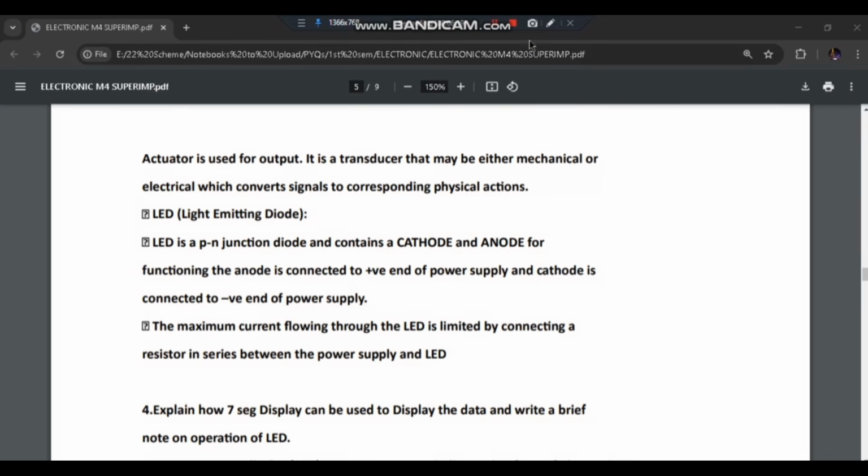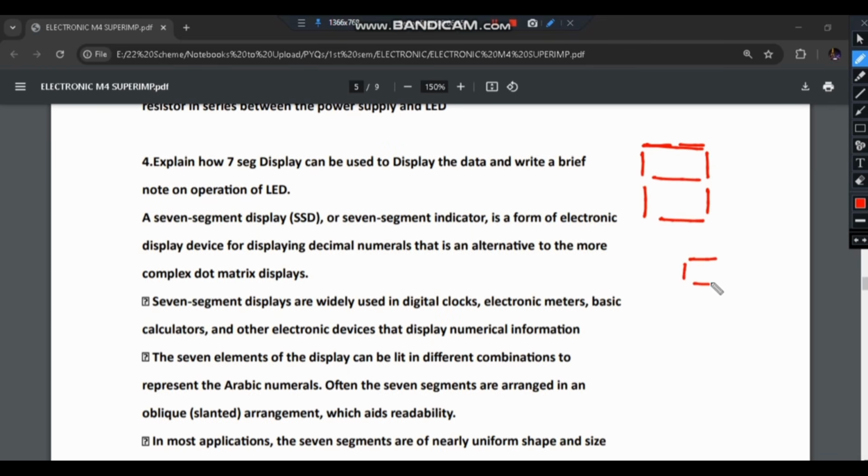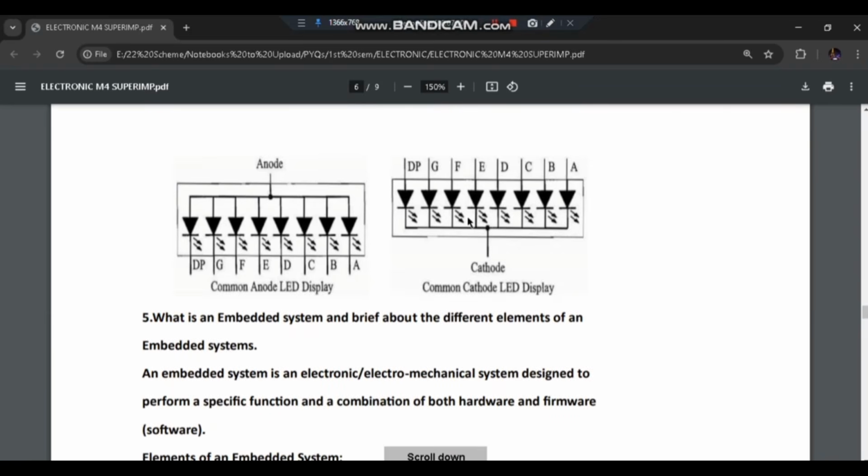Next question is: explain how a 7 segment display can be used to display data. Write a brief note on the operation of LED. Here the 7 segment LED will be like this. Here it will be 1, 2, 3, 4, 5, 6, and 7. Like this it will be. In these combinations, whatever we light, we can write any number here. This is a 7 segment display. That's all you have to write about the 7 segment display. This is the circuit diagram.